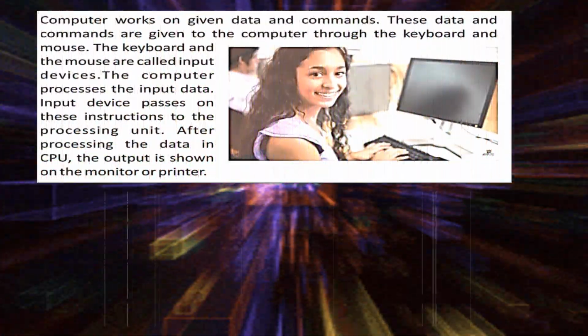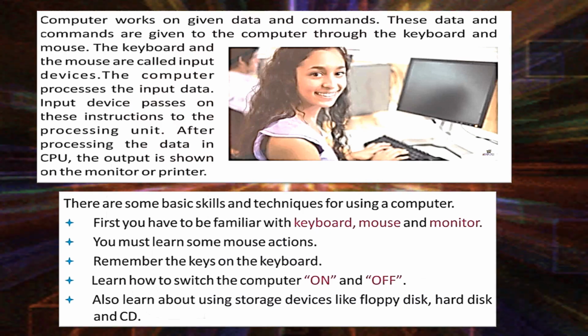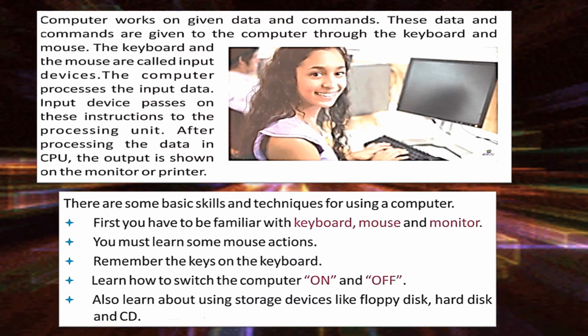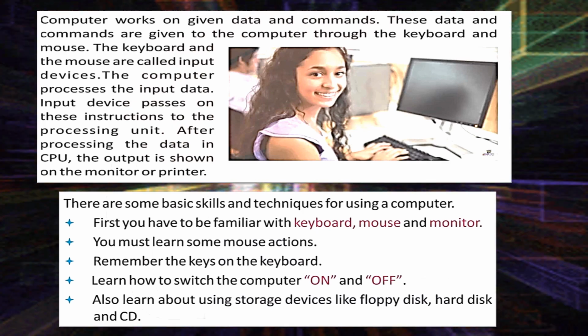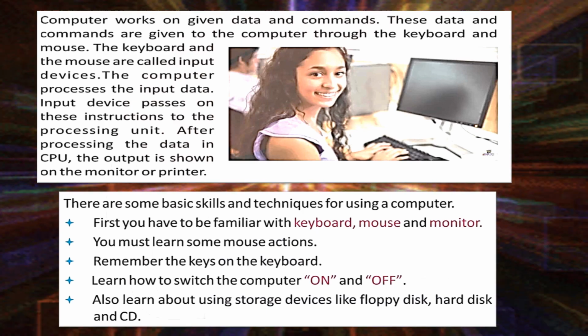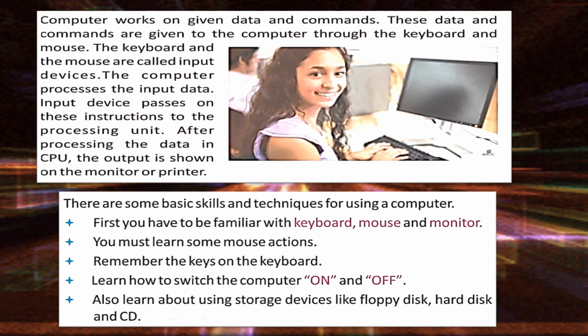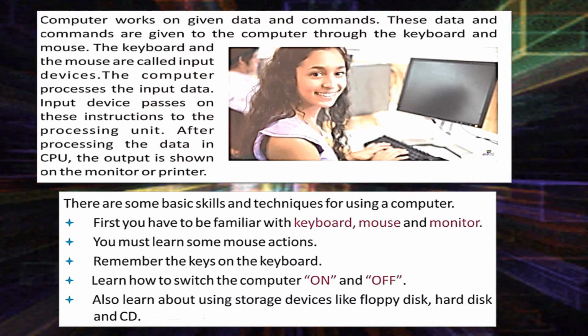Computer works on given data and commands. These data and commands are given to the computer through the keyboard and mouse. The keyboard and the mouse are called input devices. The computer processes the input data. The input devices pass on these instructions to the processing unit. After processing the data in the CPU, the output is shown on the monitor or the printer.